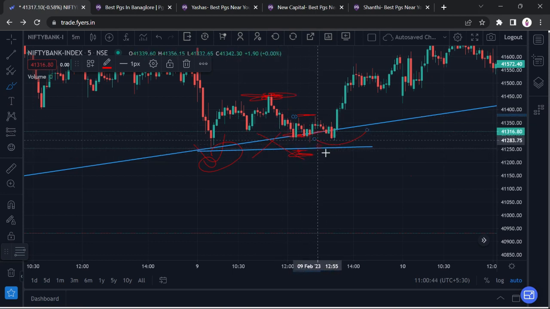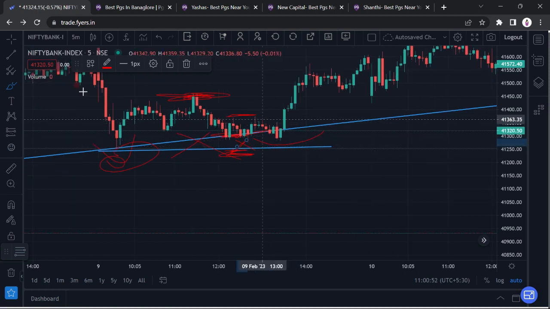Again, it is a loss making business only. It's not getting any proper reward. This is also not a better business for us. We are leaving this trade also. And again it came and broke the trend line once again here.